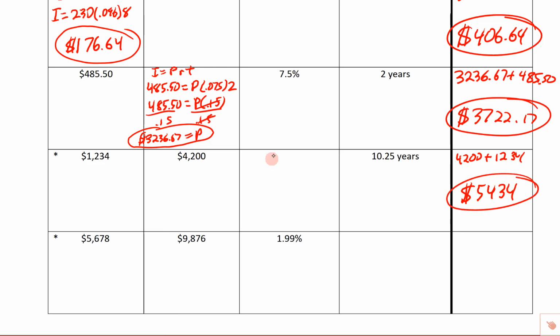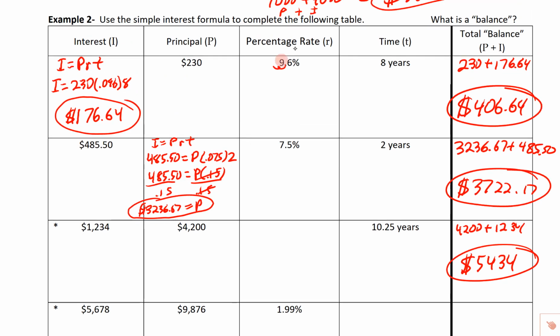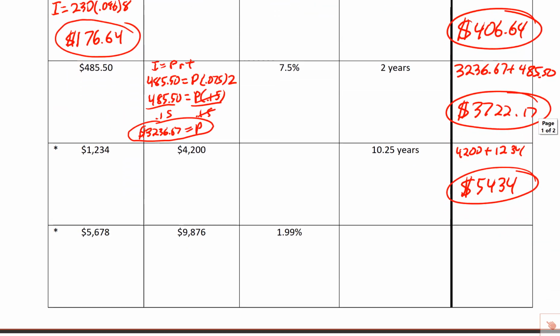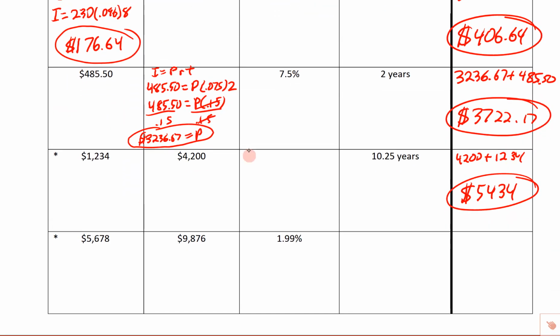But what we don't know here is, notice that we're missing the percentage rate. So let's write down the formula. The formula is I equals PRT. So the interest we know, 1, 2, 3, 4. The principal we know, 4,200. We don't know the percentage rate, so we're going to use R to represent that. Again, P on this one stands for principal, not percentage. And then we're going to multiply that by 10.25 years.